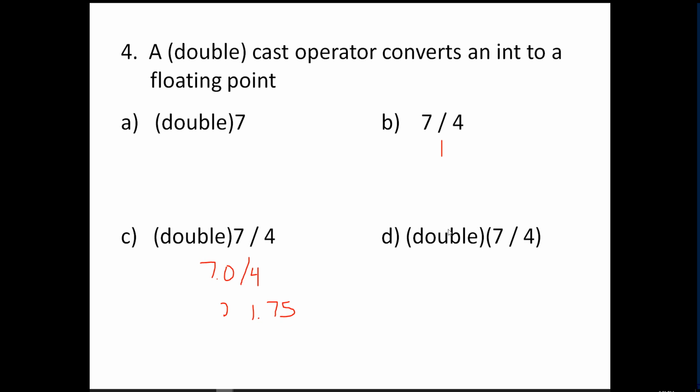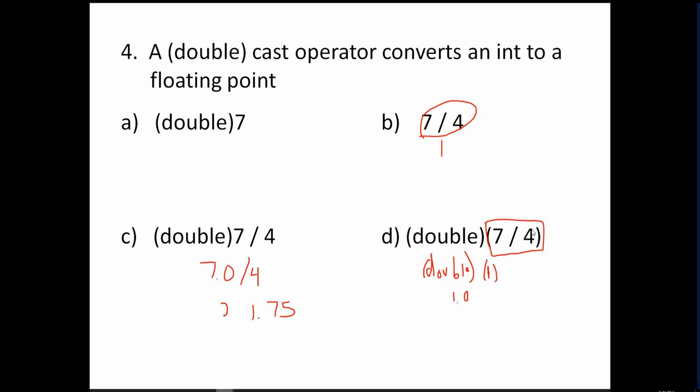Okay, then in D, what's going to happen here is we're not going to do the double on the 7. We're going to do it on the quotient, what the result of this is. Now 7 divided by 4 is just 1 because they're both ints. So we're going to do a double cast operator on an int, the int of 1. So therefore the result's going to be 1.0.